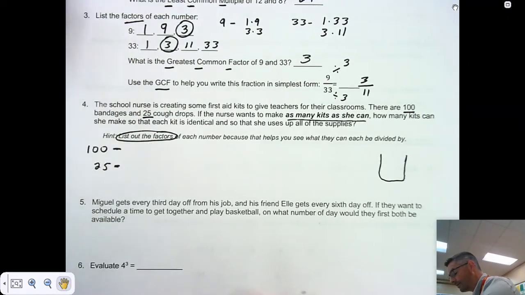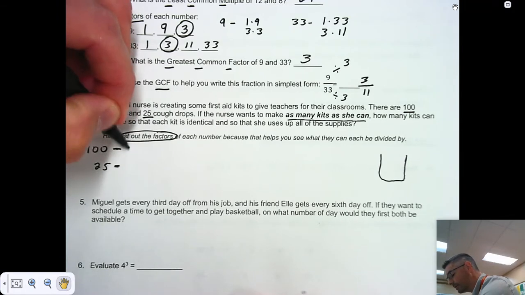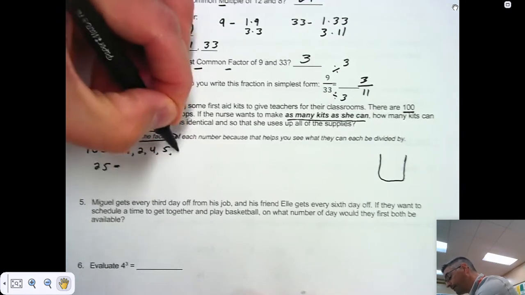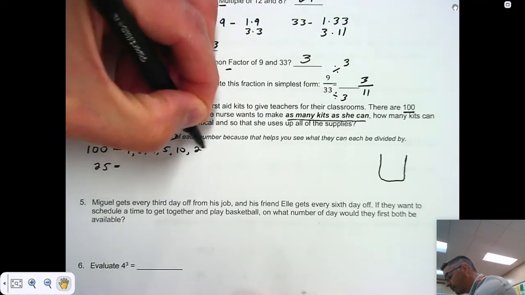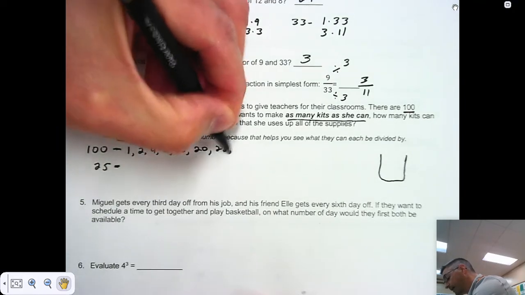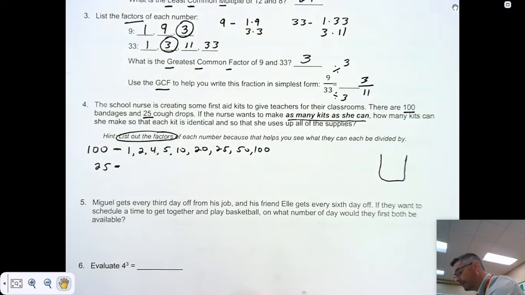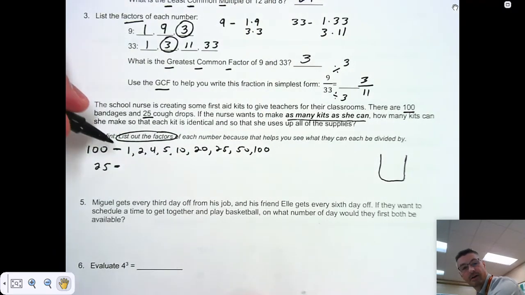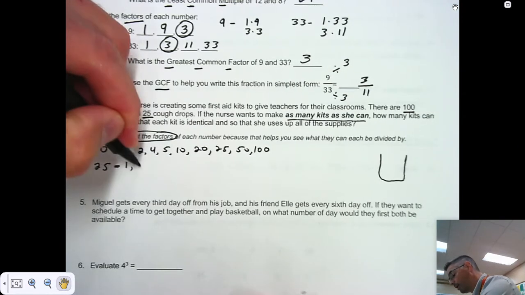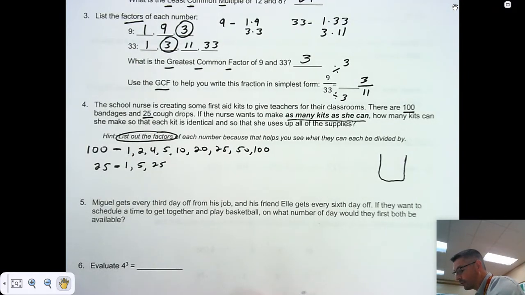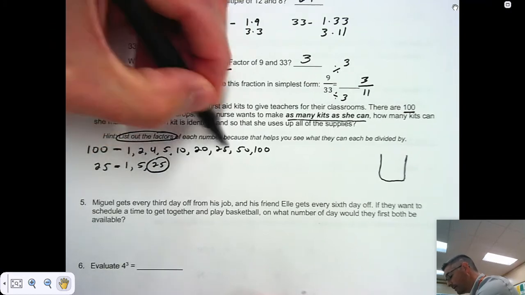So if I list out the factors of 100, I can say 1, 2, 4, 5, 10, 20, 25, 50, and 100. Those are the factors and divisors of 100. 100 is a composite number. 25 is 1, 5, and 25. Well, what's the greatest common factor? The greatest common factor is 25.